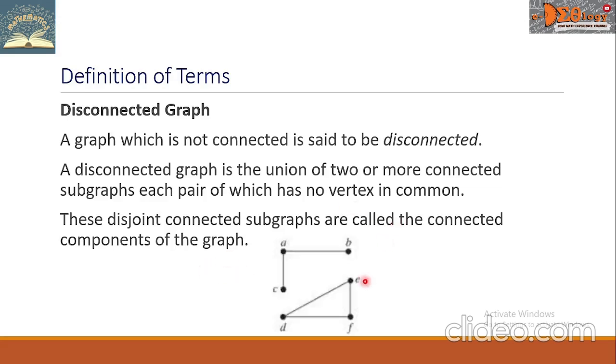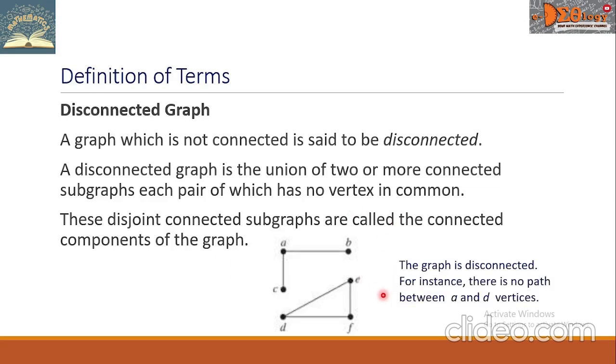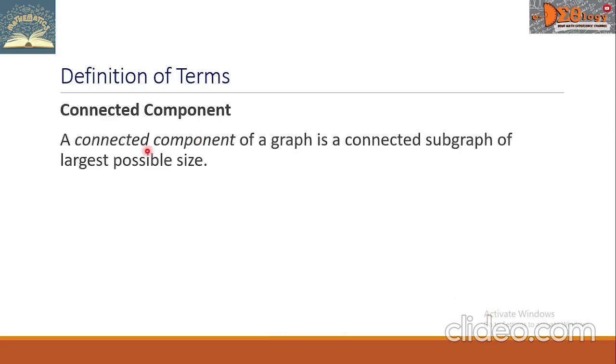Example, we have this graph. The graph is disconnected. For instance, there is no path between vertex A and vertex D. Next term is connected component. A connected component of a graph is a connected subgraph of largest possible size.